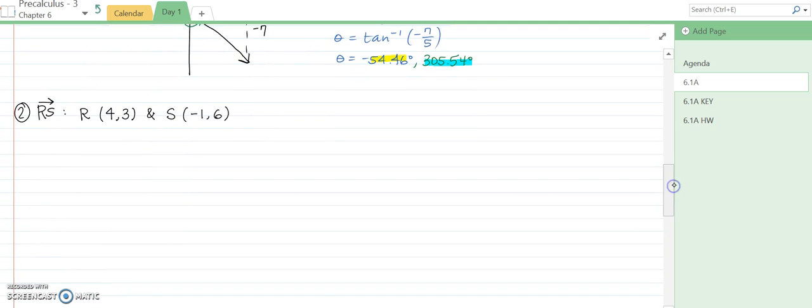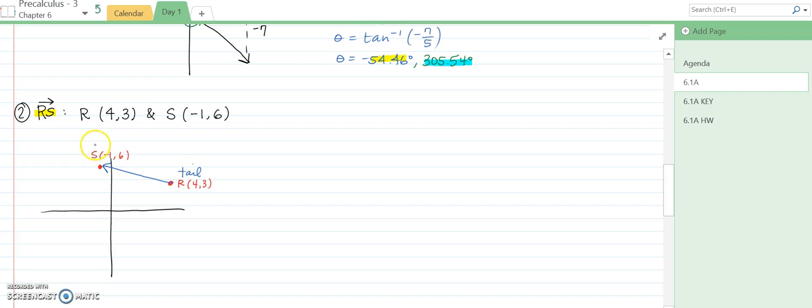Here's another way to represent vectors. We're still going to find the same thing, but now they don't give me the picture. So if I plotted this myself, I have 2 points that I know. Point R is at 4, 3, so call it right here. And point S is at -1, 6. So notice this notation. They want us to start at R and head towards S. So when I draw my vector, R is going to be my tail, and S is going to be my head.